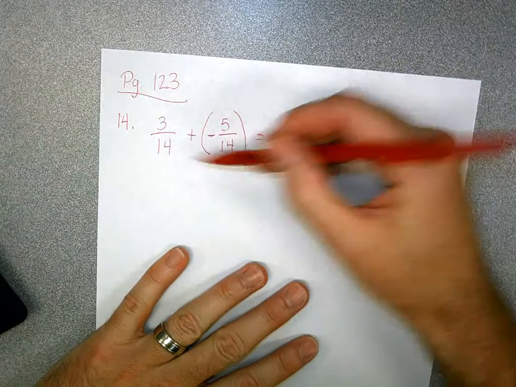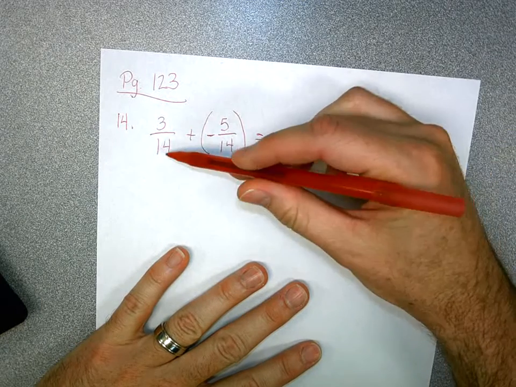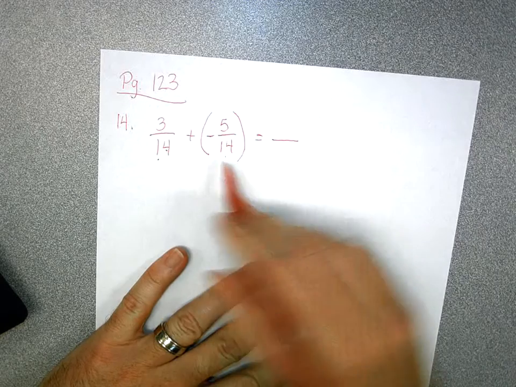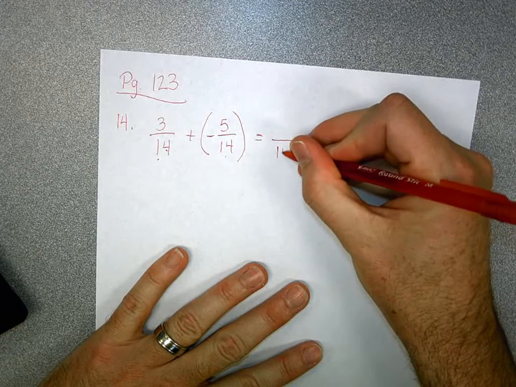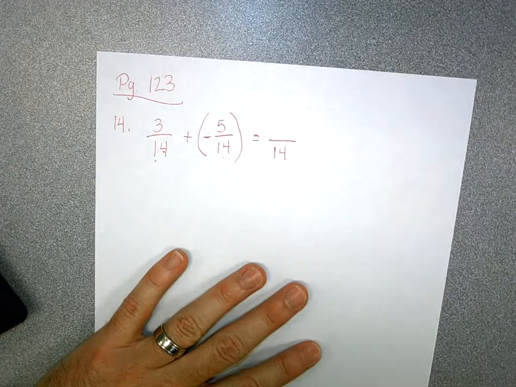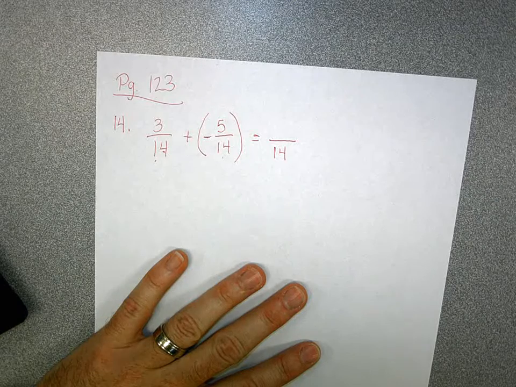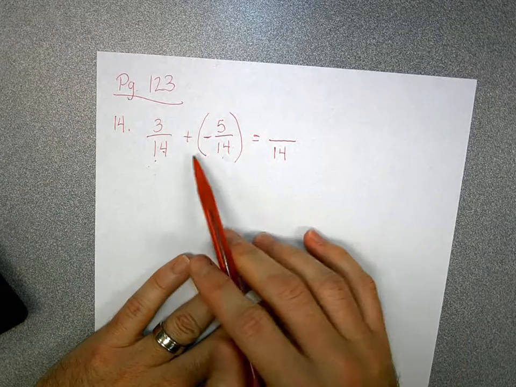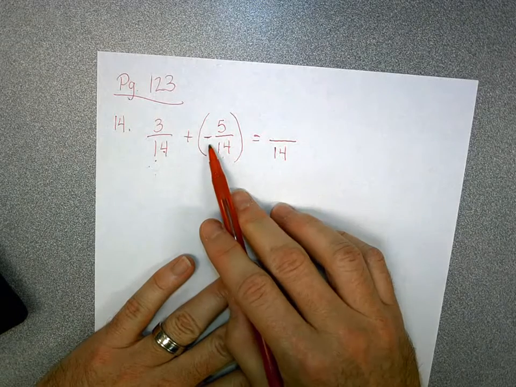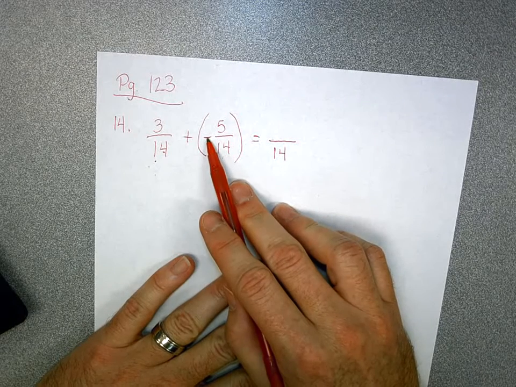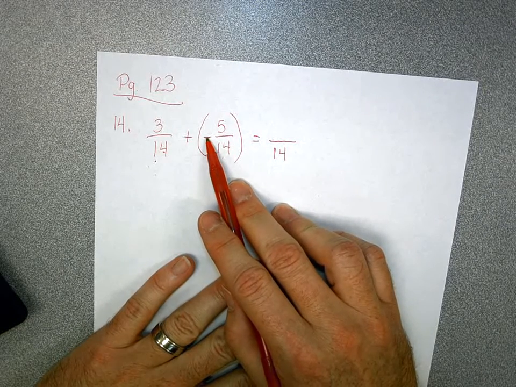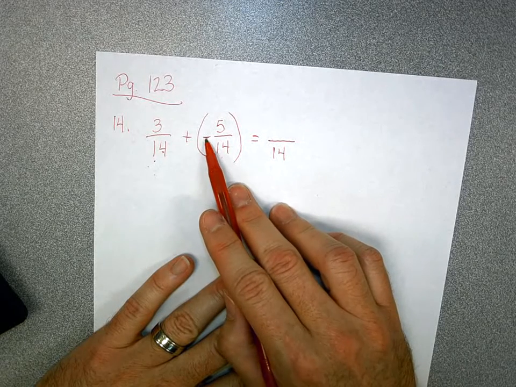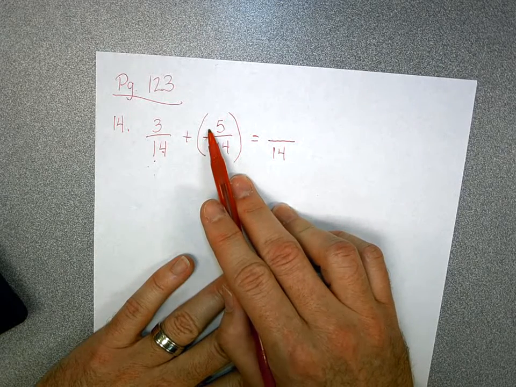Remember, of course, because they're like fractions, that's the easy part, right? Hopefully you remember that from elementary school. The denominators of 14, they just stay the same. So 14 is our denominator. Now, the other thing is, remember, we've talked about this. If there's a negative on a fraction, it has the same value if that negative is on the 14, if it's out front, like it is here, or if it's on the top.